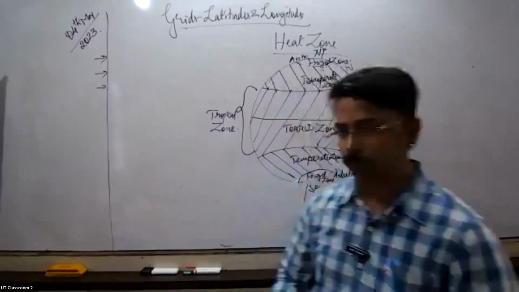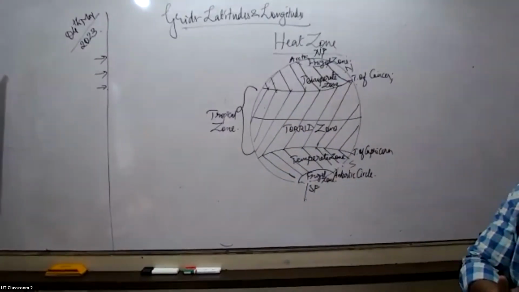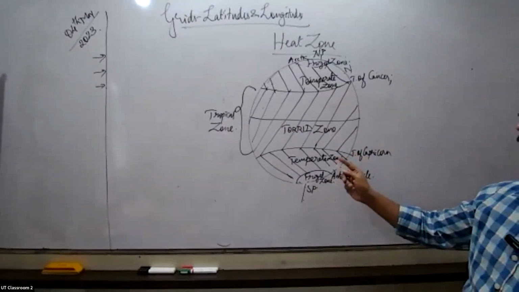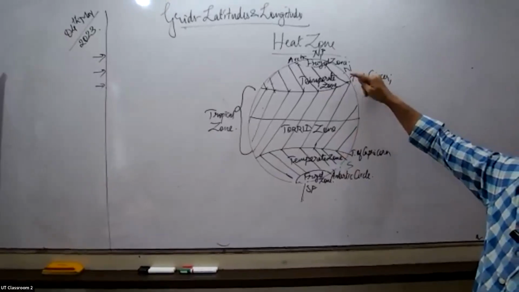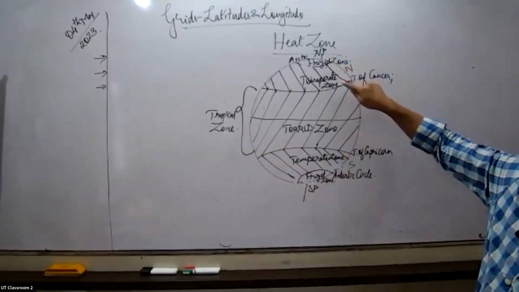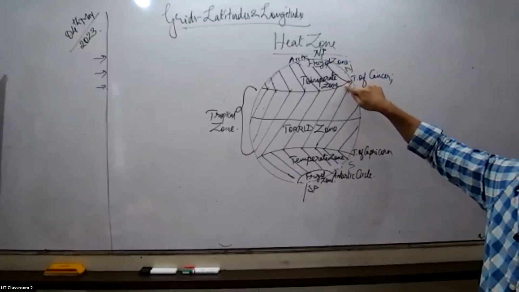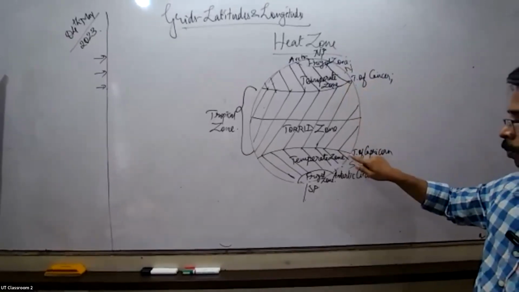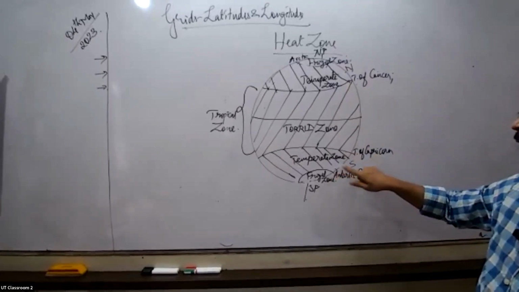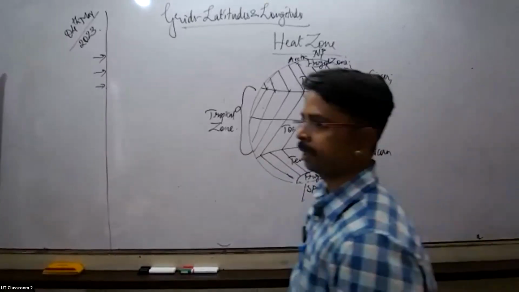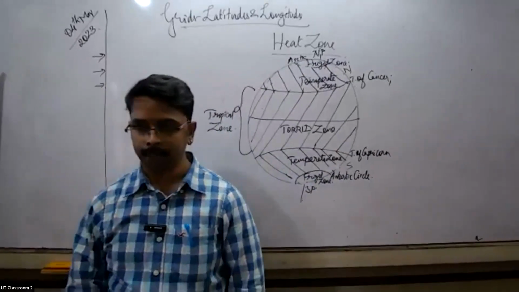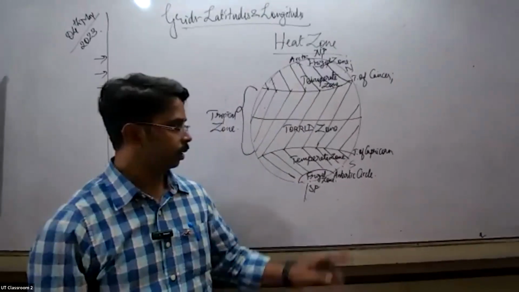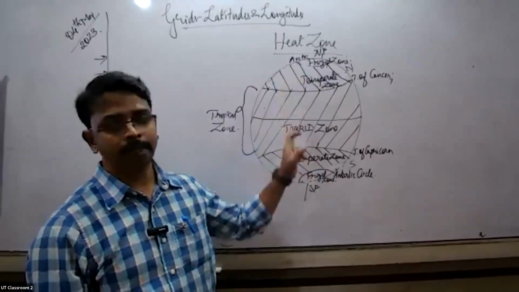read and see. Without looking into the book, you can remember like this: between Arctic Circle and Tropic of Cancer. Say repeat. As well as between Antarctic Circle and Tropic of Capricorn. Say it again. There is temperate zone.